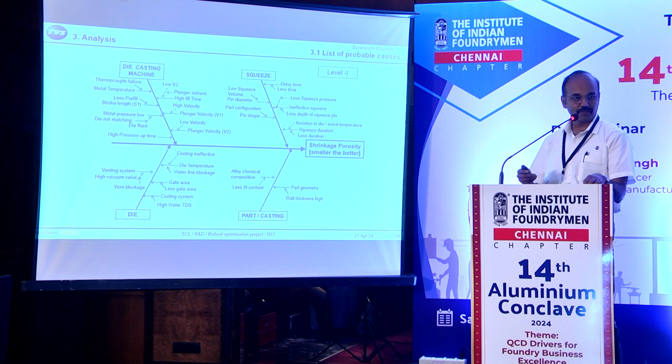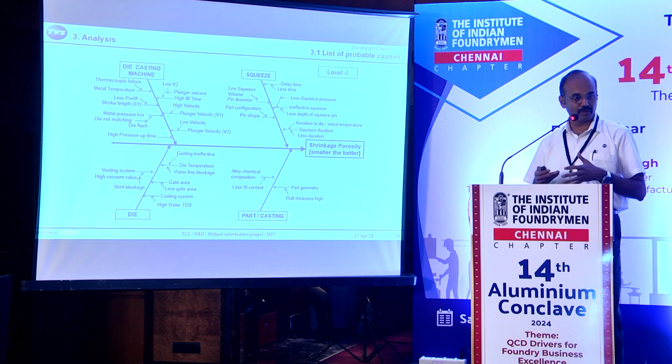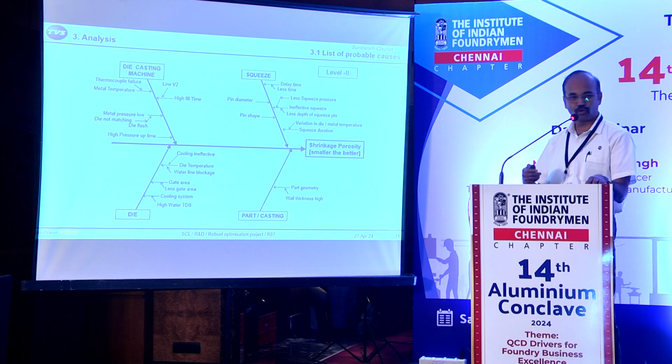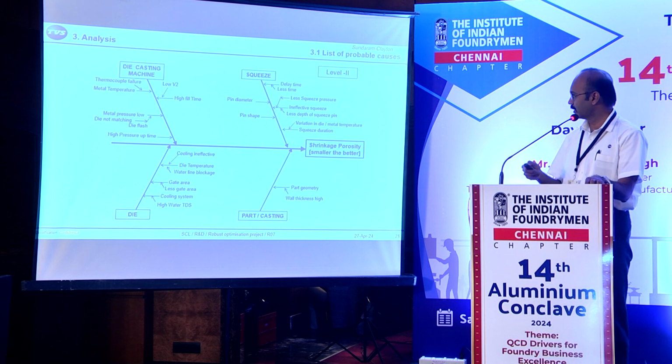So this is a first level cause and effect diagram to identify which control factors we want to take. We make a first level cause and effect diagram for the shrinkage porosity, and then this is the level 2 cause and effect diagram, which I don't want to go into in detail, but I'll explain.